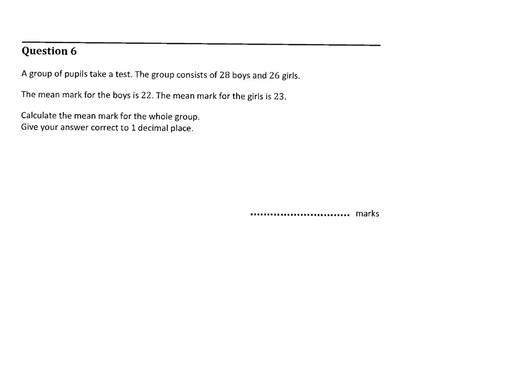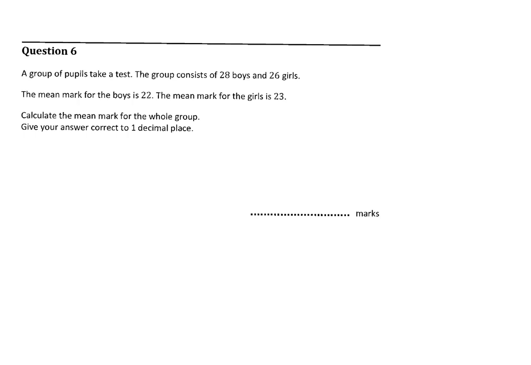Question 6 is one that will typically catch out quite a few students when they're doing an exam. Here we are asked to combine means for different groups. So we have a group of boys, which is 28, and a group of girls, which is 26. And we have the mean for the boys and the mean for the girls, and we want to find an overall mean score for the whole group.